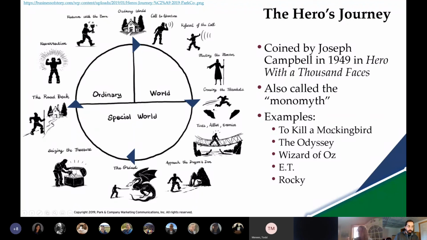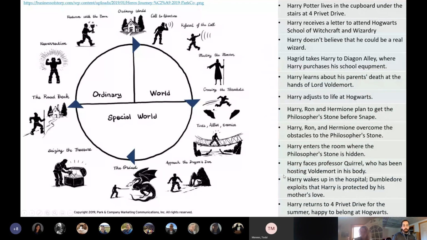There are several famous examples, things like To Kill a Mockingbird, ancient stories like the Odyssey, Wizard of Oz, E.T., Rocky. They all fit vaguely this theme. We're going to walk through one really quickly, which is the Harry Potter story. Even if you're not familiar with Harry Potter, I hope that you can see the pattern in this.